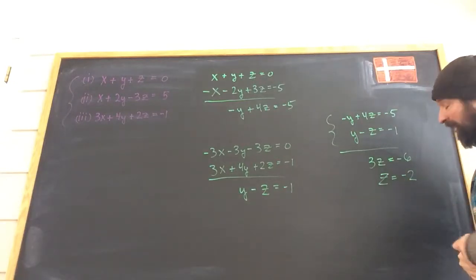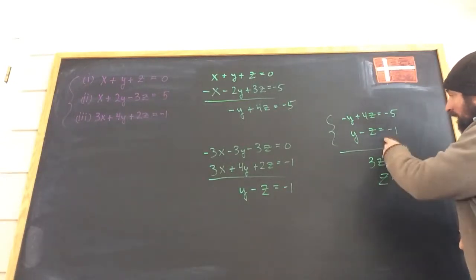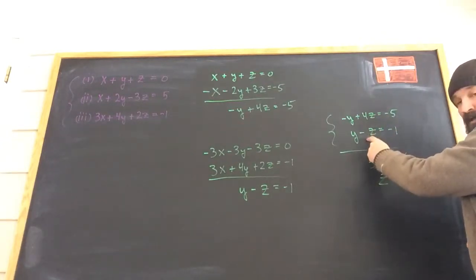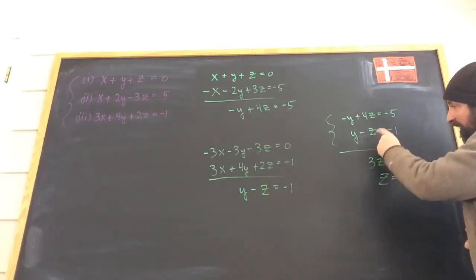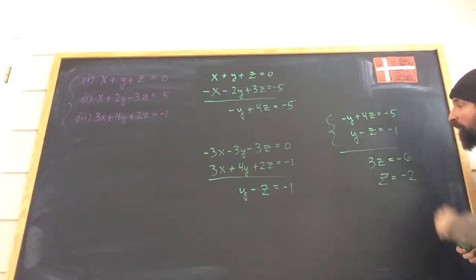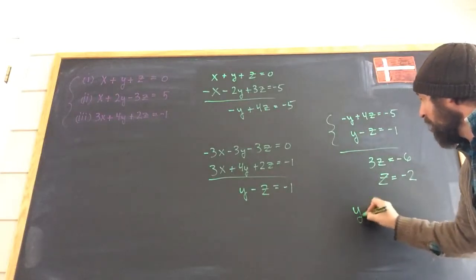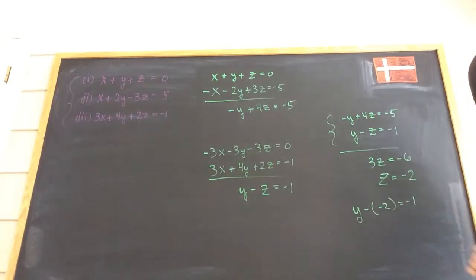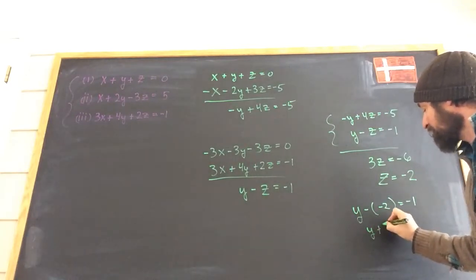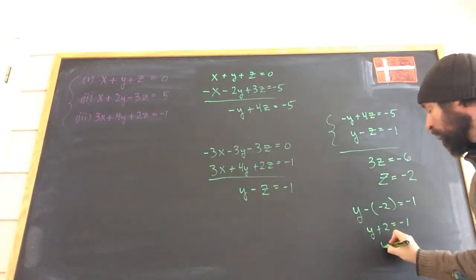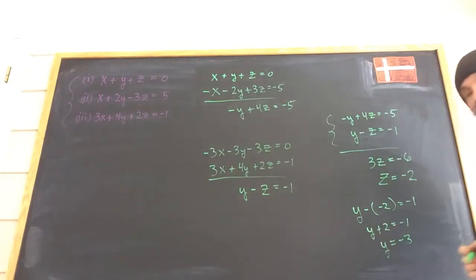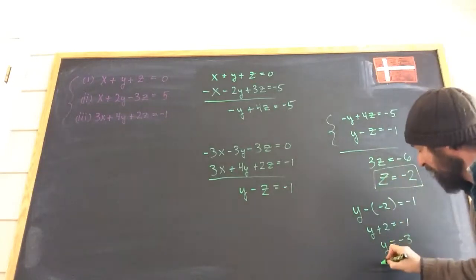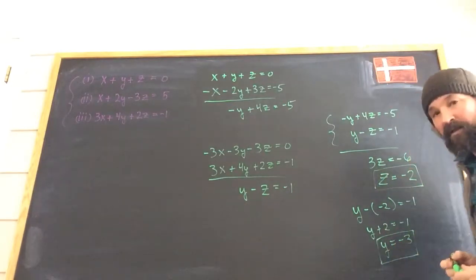To do that, I can take z equals -2 and plug it into either one of these equations and solve for y. I'll do it right here. I'm going to take z equals -2 and plug it in right here into this equation and solve for y. When I do that, I get y minus z, but z is -2, is equal to -1. y plus 2 equals -1. y equals -3.